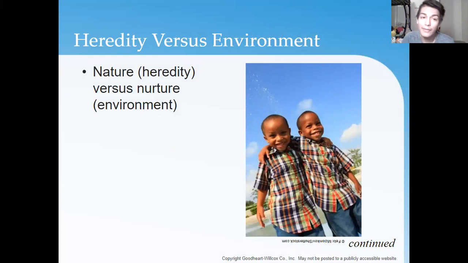Moving on, we have heredity versus environment. This is one of the first theories out there. So this basically has to do with nature versus nurture. Nature meaning heredity and nurture meaning environment. So this was basically saying that one's development was either affected by their hereditary traits or the environmental traits.